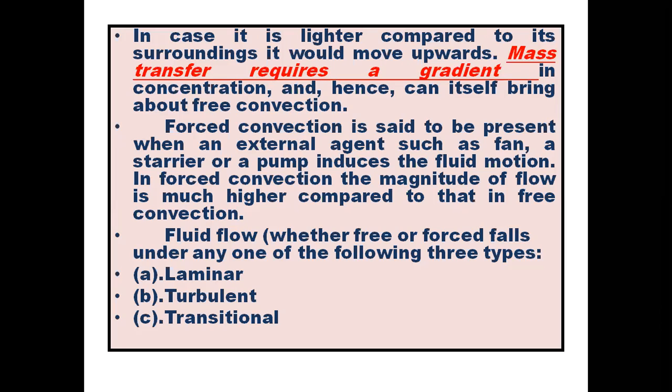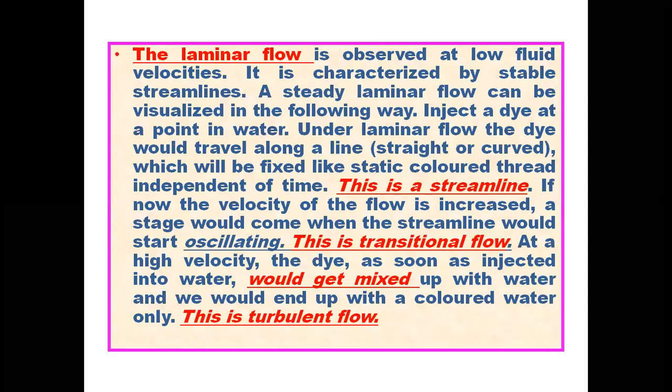In forced convection, the magnitude of flow is much higher compared to that of free convection. Fluid flow, whether it is forced or free, falls under any one of the following three types: laminar, turbulent, and transition. Laminar flow is observed at low fluid velocities. It is characterized by a stable streamline.